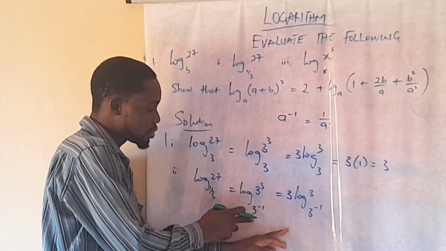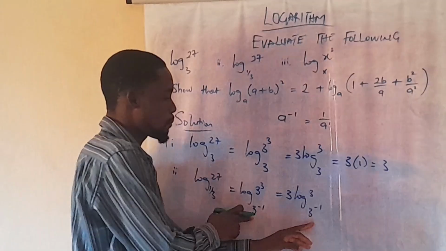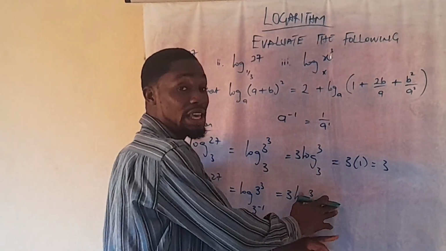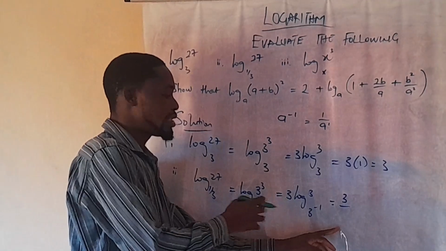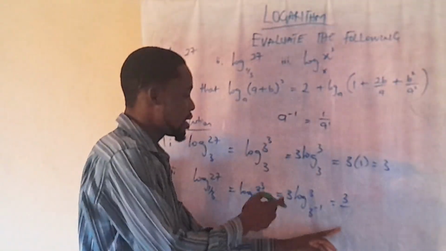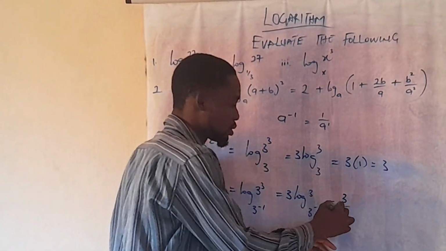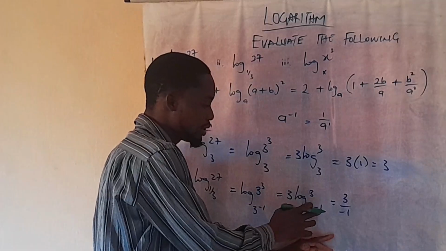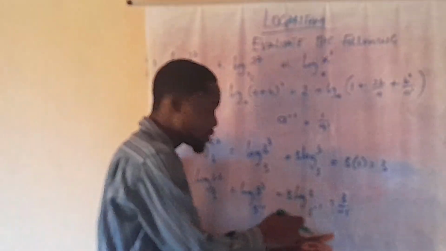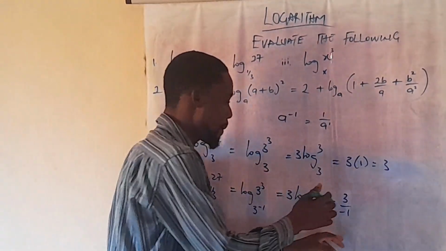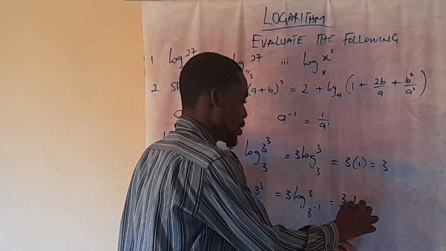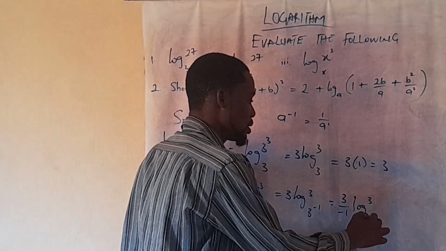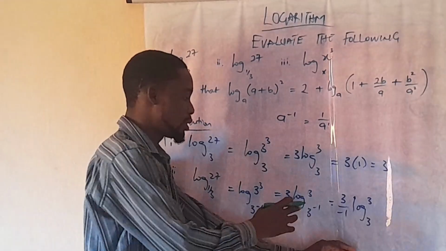For the base's power, it now becomes the inverse. Instead of multiplying straight up by minus 1, I'll divide by minus 1. The same thing also, if this was minus 2, I'll divide by minus 2, bring it to the back. So that is 3 over minus 1, log 3 base 3. Again, from here, what do I have?